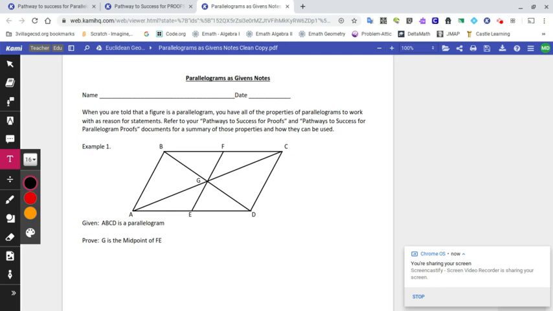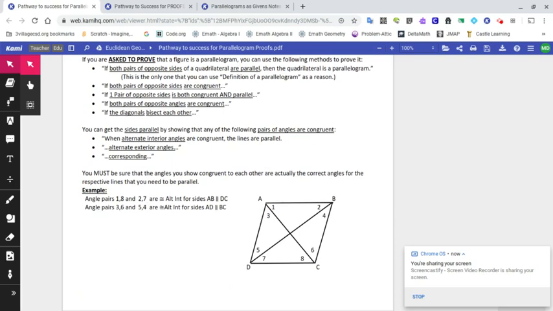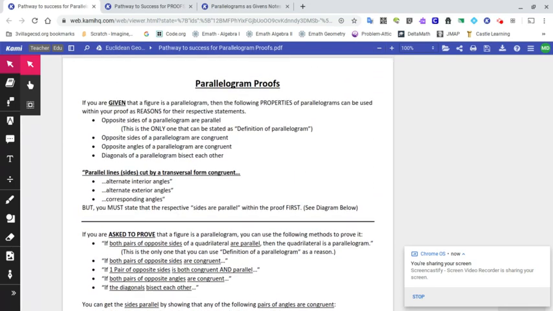As part of today's notes, I attached a new document for you to look over. It's called Pathway to Success for Parallelogram Proofs. If you want to just look through this, it'll give you some tips that you can use. I'm not going to read all this to you, but that is another resource at your disposal. If you want to print it out, that would be a good idea. Print it out and have it next to you when you're doing this stuff, something to refer to, or keep it on your Google Drive and just open it when you need it.